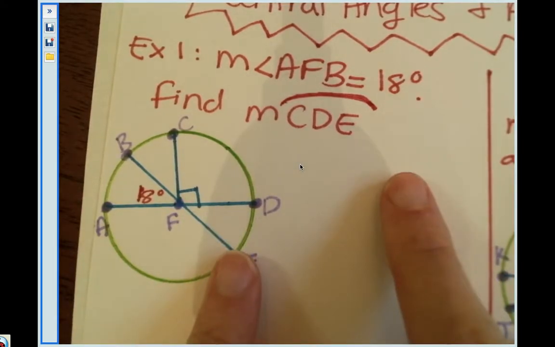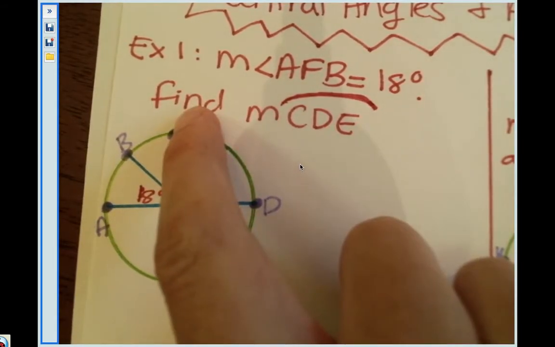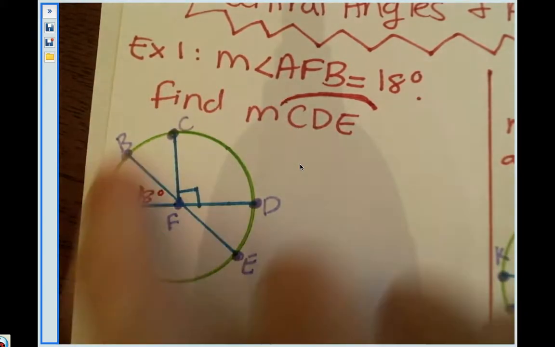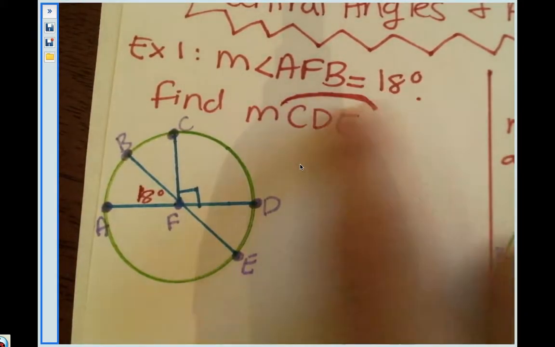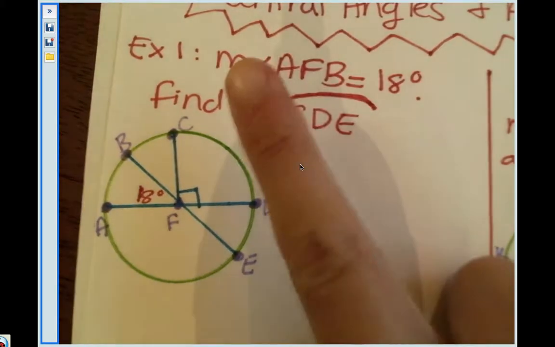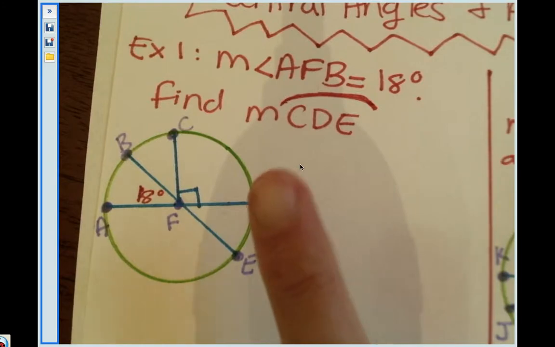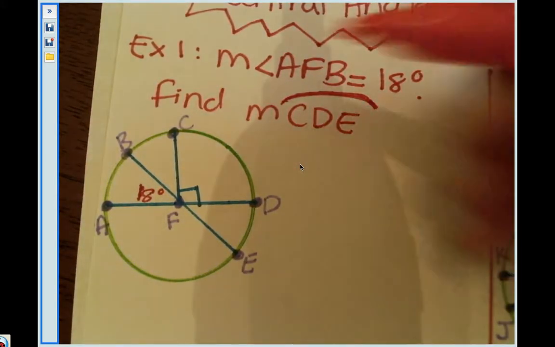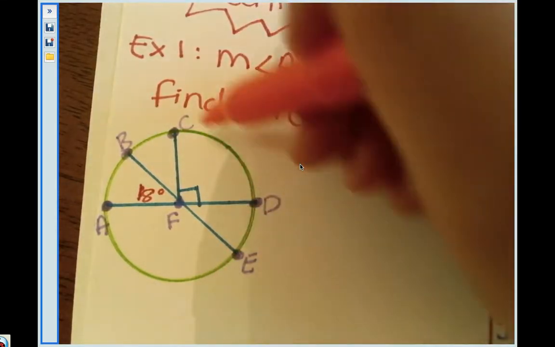That's what the demon cats are going to tell you to do. You can't go through the circle to get to the rest of the arc. You have to go around the circle. So when you're dealing with arcs, you must stay on the circle. No crossing through the circle. That's when a demon cat will attack you. So watch out. Guys, ultimately we want to find arc CDE, which is this arc right here.